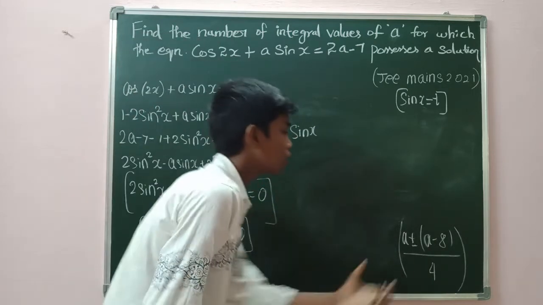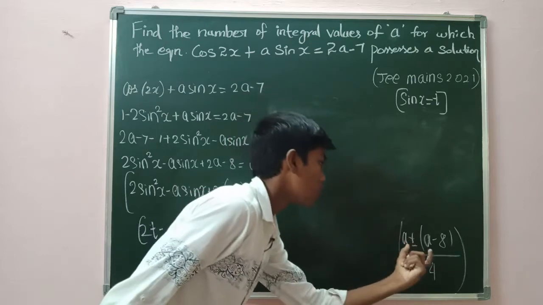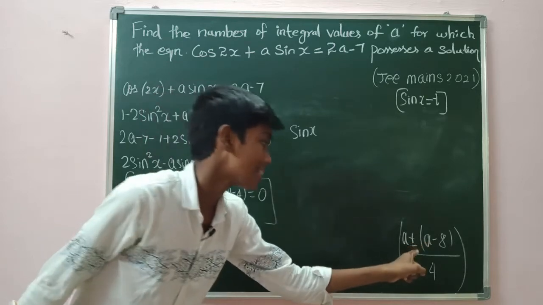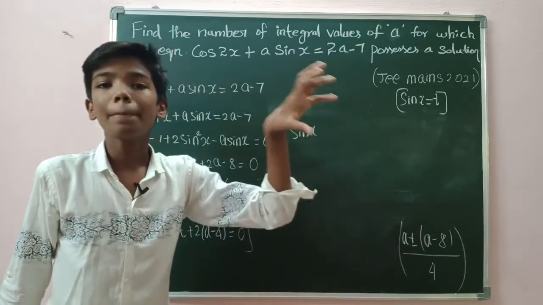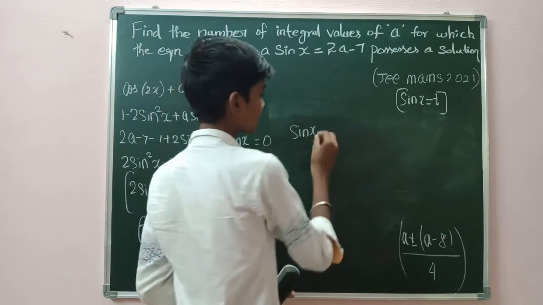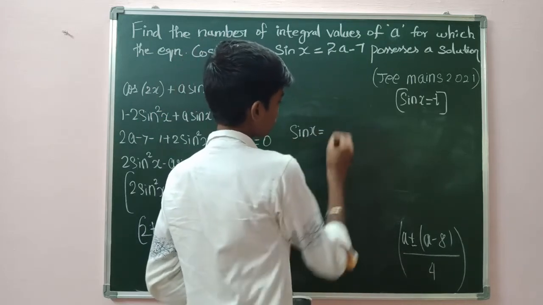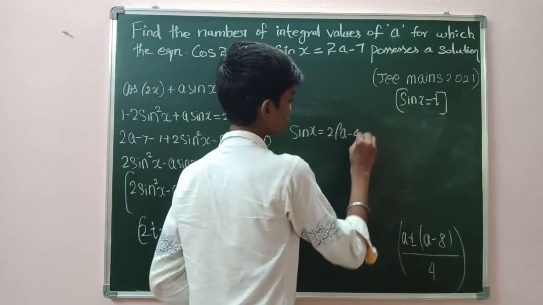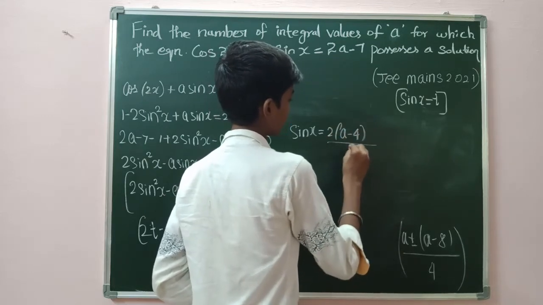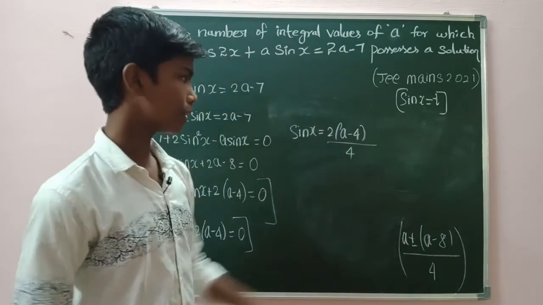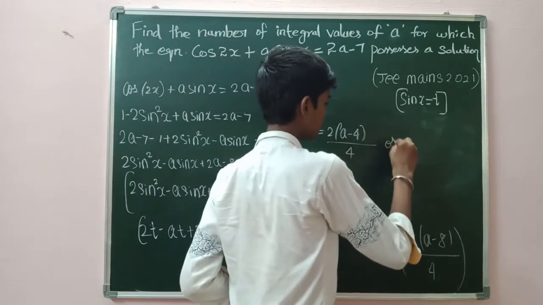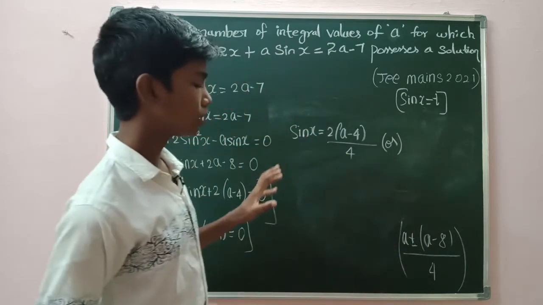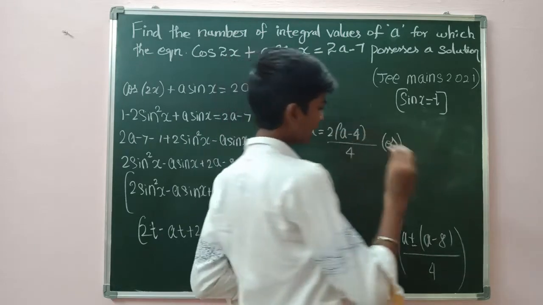So here your roots take two values. One value you get when you put this sign as plus, and another value when you put this sign as minus. So when you put plus, I will get 2a minus 8, which is 2 into a minus 4, by 4. Correct? Now when you put minus, this is something we'll get.